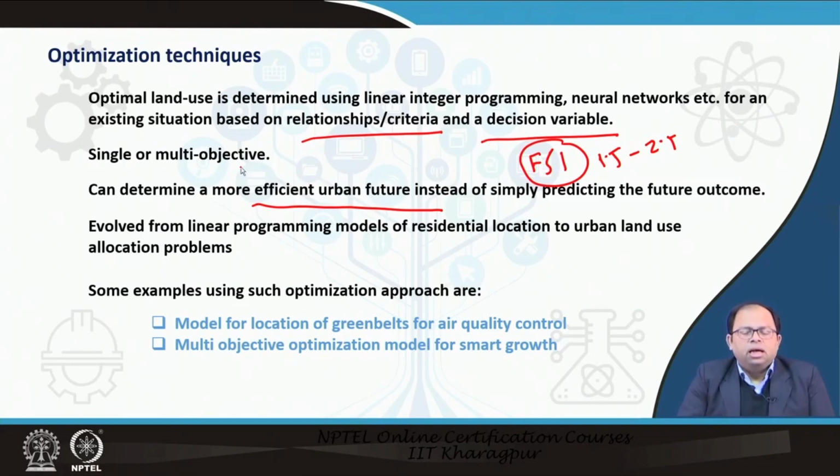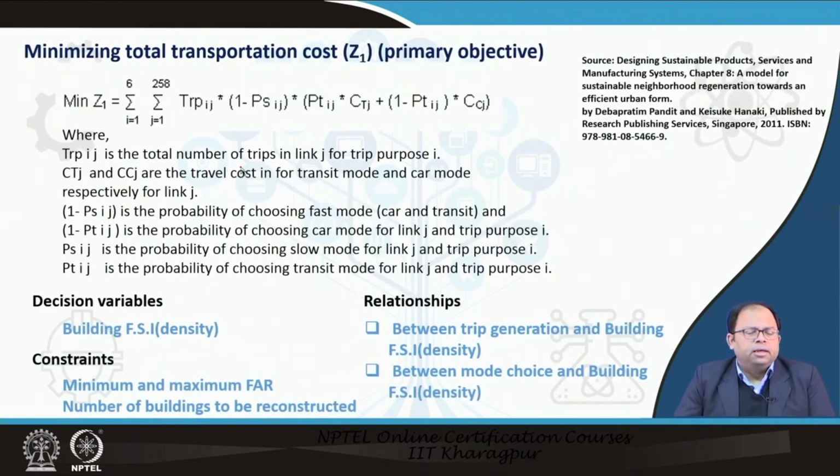Some examples for this particular approach are a model for location of green belts for air quality control, and a multi-objective optimization model for smart growth. These are some examples of these optimization techniques. But this kind of models are rare in the research literature.